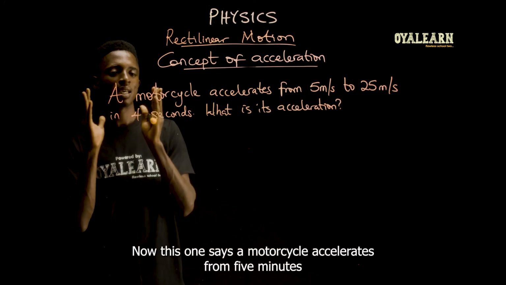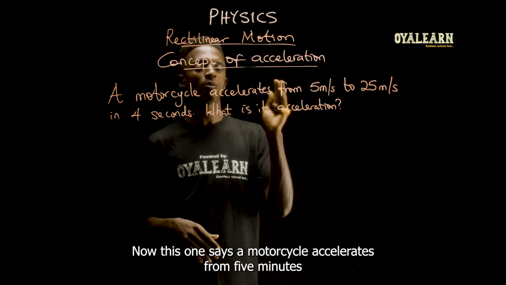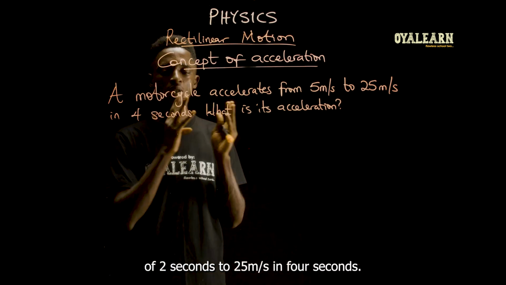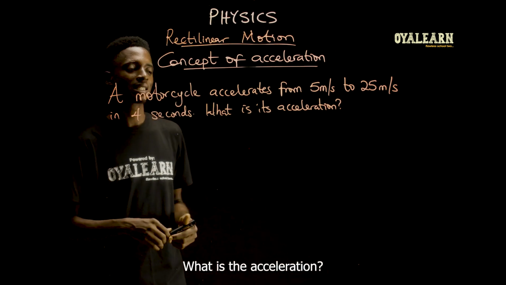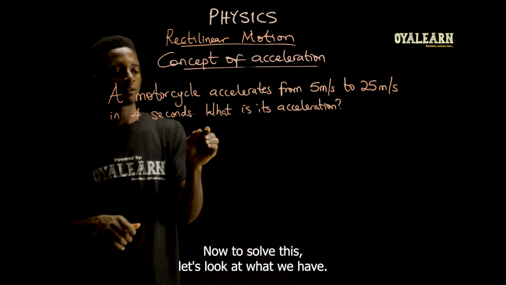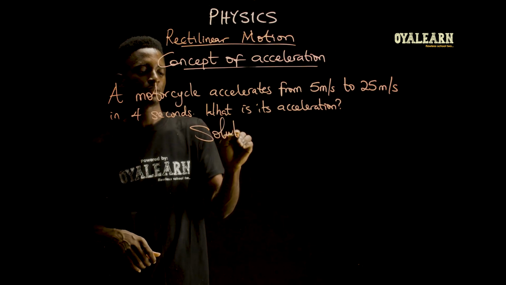Now this one says a motorcycle accelerates from 5 meters per second to 25 meters per second in 4 seconds. What is its acceleration? Now to solve this, let's look at what we have.